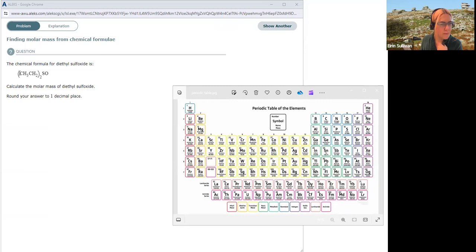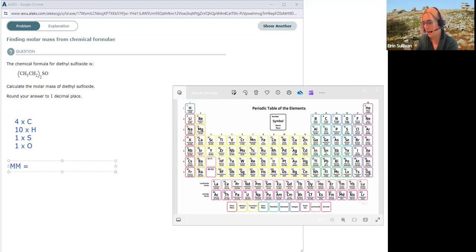So how many total carbons have we got? 1 carbon plus 1 carbon is 2 carbons, times 2 for the parentheses, so that is going to be 4 carbon atoms. Then we've got 3 plus 2, which is 5 hydrogens, but that whole unit's times 2, so that is going to be 10 hydrogens. And then we've got 1 sulfur, and 1 oxygen. There's quite a few things to add together there.